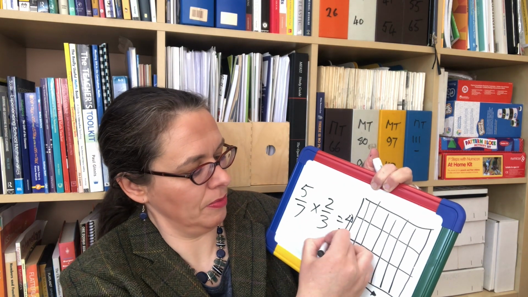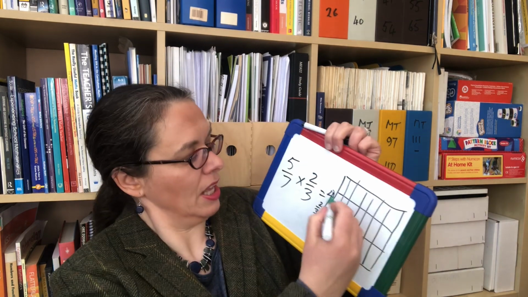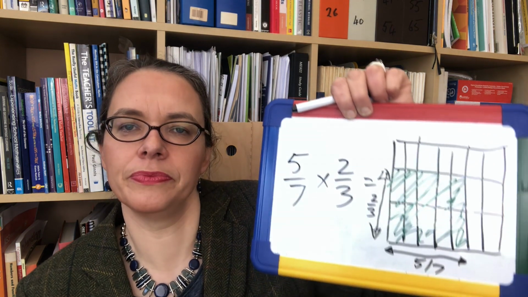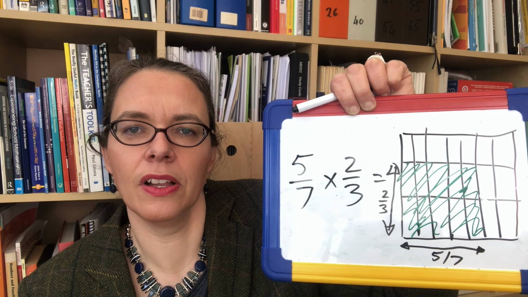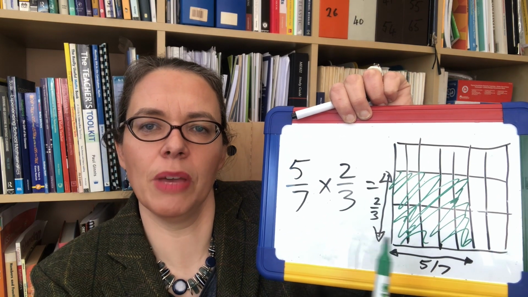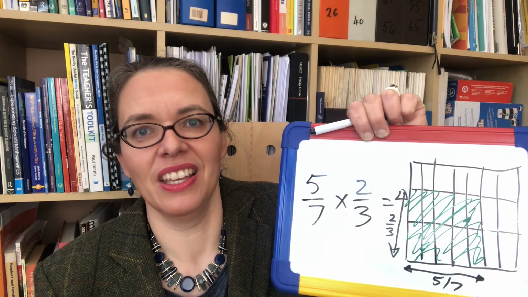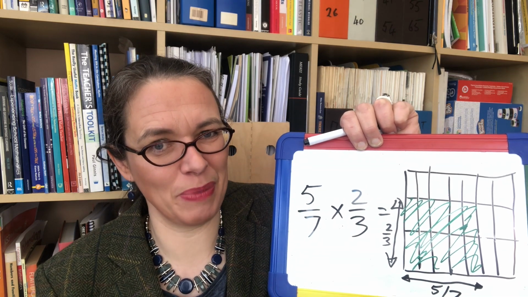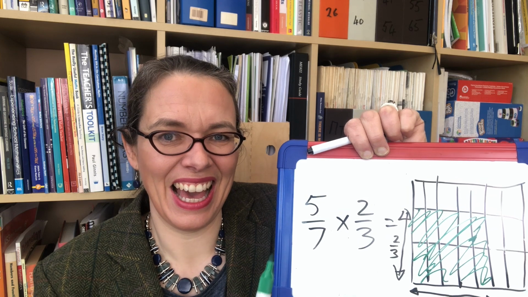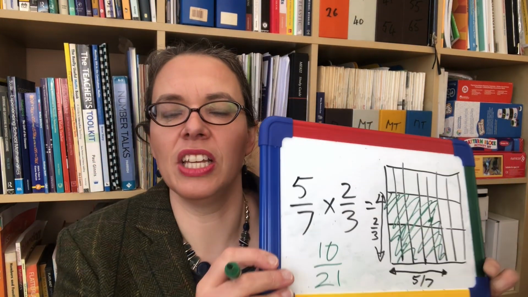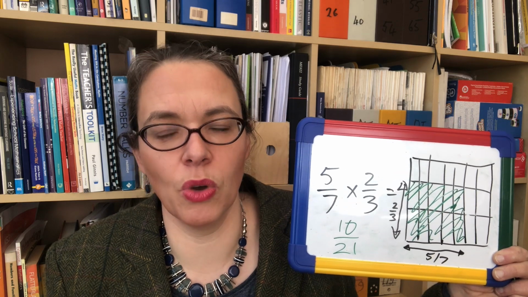This was 2/3. And the answer that we're looking for is this much, which, if we look at the total number of parts, 1, 2, 3, 4, 5, 6, 7, 14, 21, and they would all be equal if my drawing was perfect, which of course it should be. And the number of parts in our answer is 10. So our correct answer is 10/21.